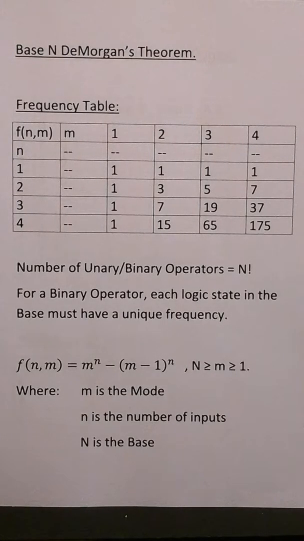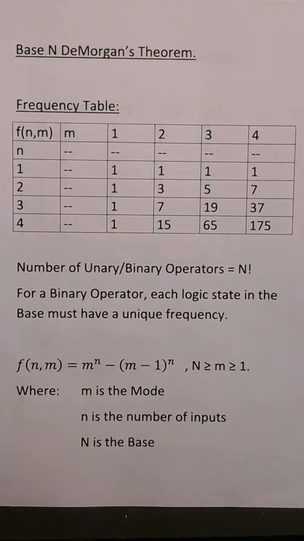So we're going to start off by talking about unary and binary operators. For a unary operator, it's called unary because there's only one input, and a binary operator is called a binary operator because it has 2 inputs or more.